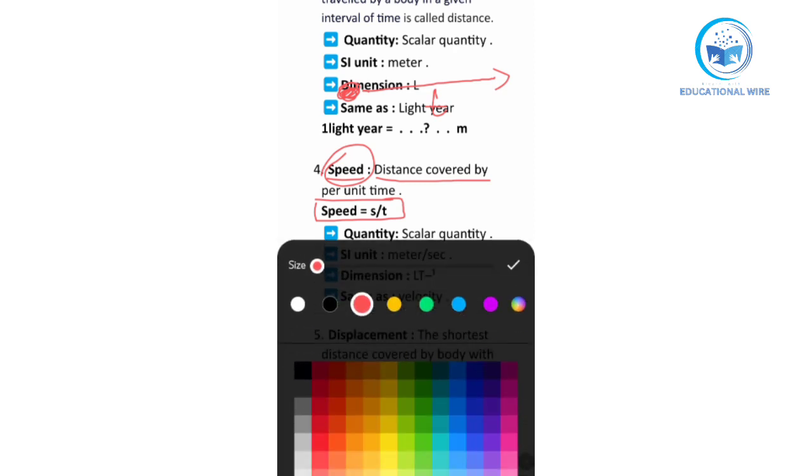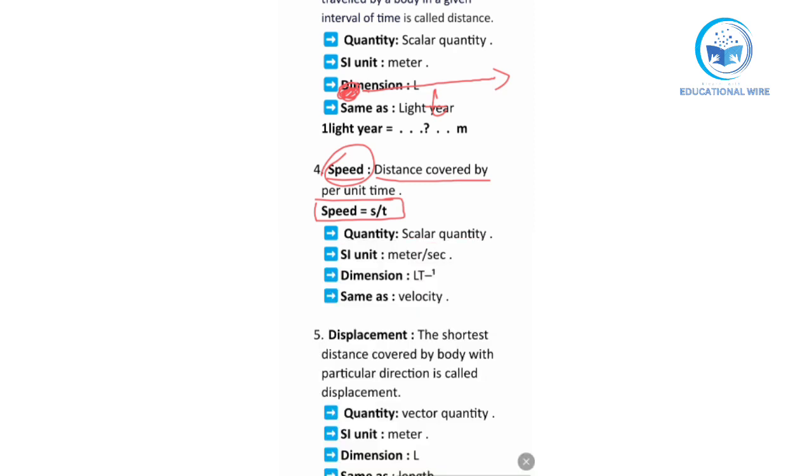Let's move further with more points. It's a scalar quantity because we don't have a direction. The SI unit is meter per second, because distance is in meters and time is in seconds. We can also find the dimension here. Meter is the SI unit of length and second is the SI unit of time. Time is in the denominator, and when it moves upward it gives T to the power minus 1. The dimension of speed is the same as that of velocity.